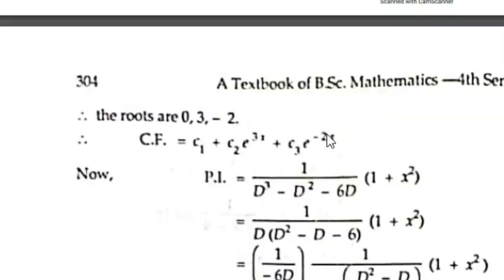So the particular integral is −(2 + 5x), and the solution we write as y = general solution, which we already found, c1 e^x + c2 e^(−x), minus the particular integral, that is −2 − 5x. So this is the solution of the given problem.